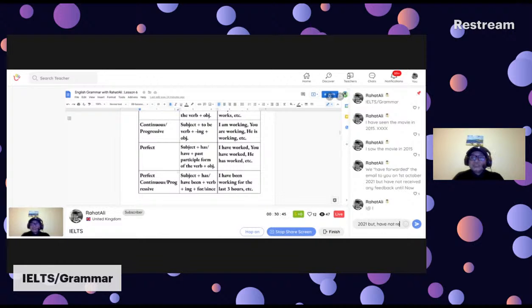have not received any feedback until now. Now is capital and it's not needed. Now, smaller. So the second part is correct because the word until always relates to your present form, up to now, which means.